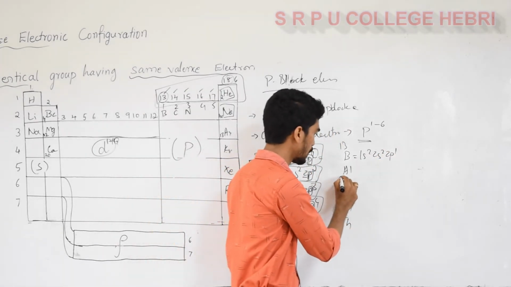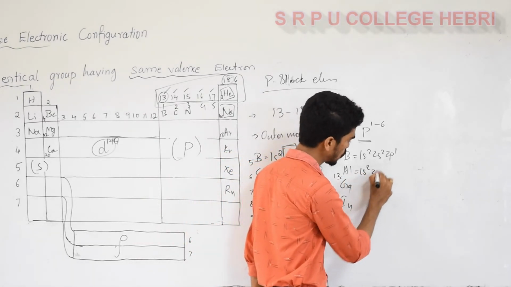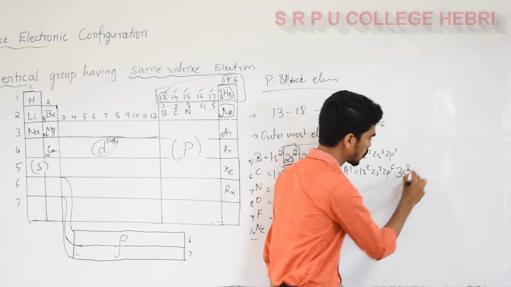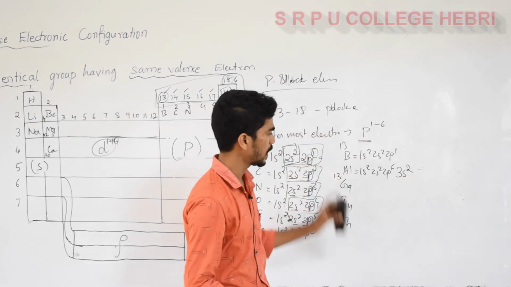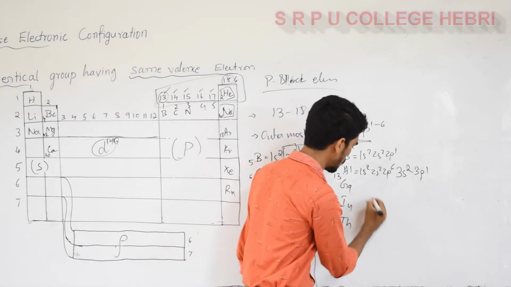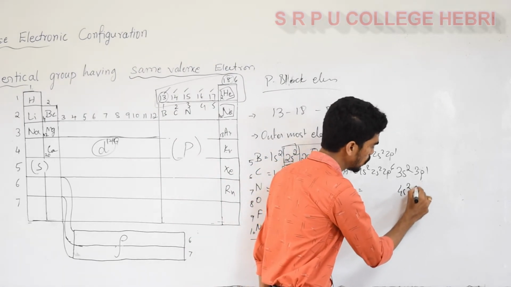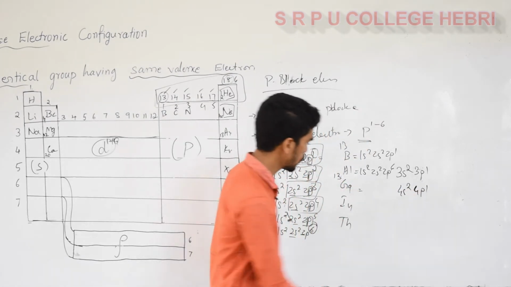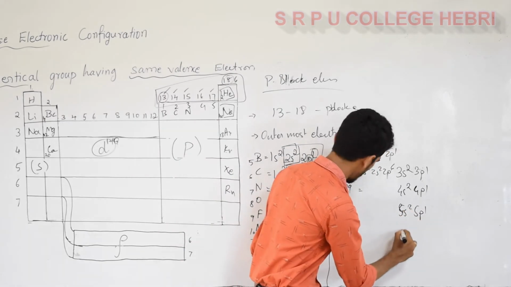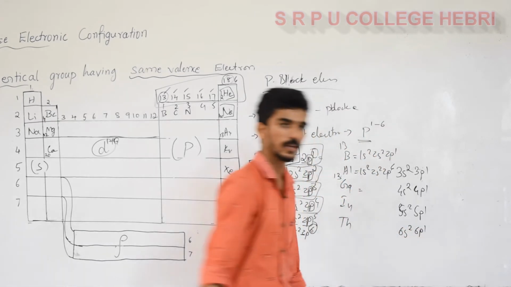Then aluminium should be 13. Write the electronic configuration 1s2 2s2 2p6 3s2. 12 electrons are over, aluminium having 13, so 3p1. Same thing will repeat here entirely. Gallium also, I'll write only the outer electronic configuration 4s2 4p1, indium 5s2 5p1 and thallium 6s2 6p1.